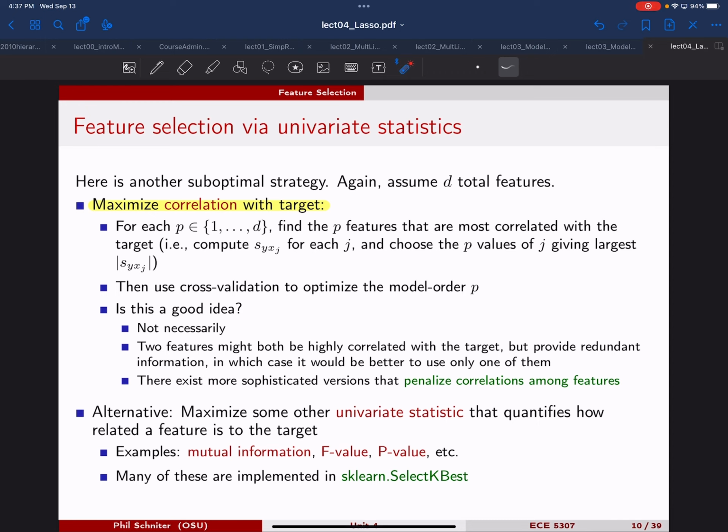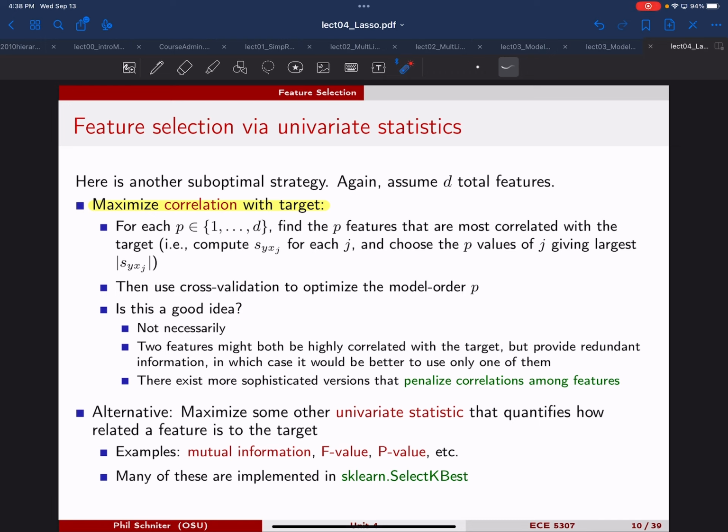There are more sophisticated versions of this, where in addition to looking at correlation with the target, you also penalize correlation with other features. But even those methods are suboptimal as well. So in my experience, this does not work very well in practice. It's a method that is out there, but it's not one that I would typically use.